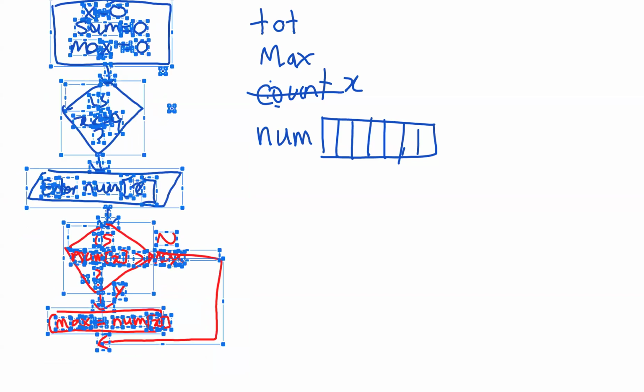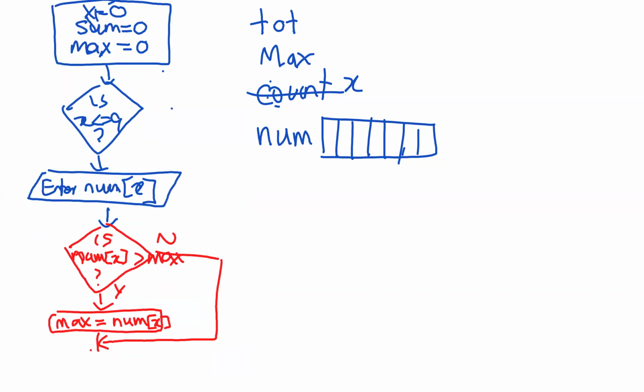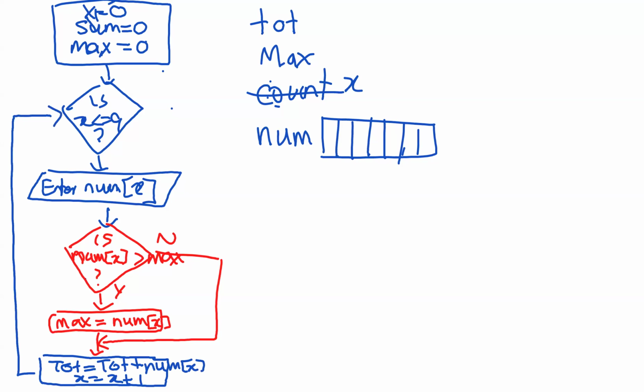Okay. Then you're going to find one. Yes, you have thought about max, and then total equal anything, any value is there with num, you're going to add it to total. Total equal total plus num x, x equal x plus 1, you go up.